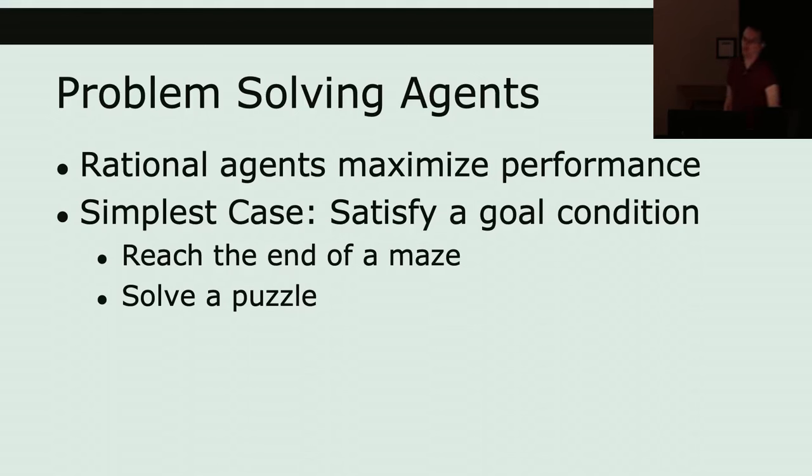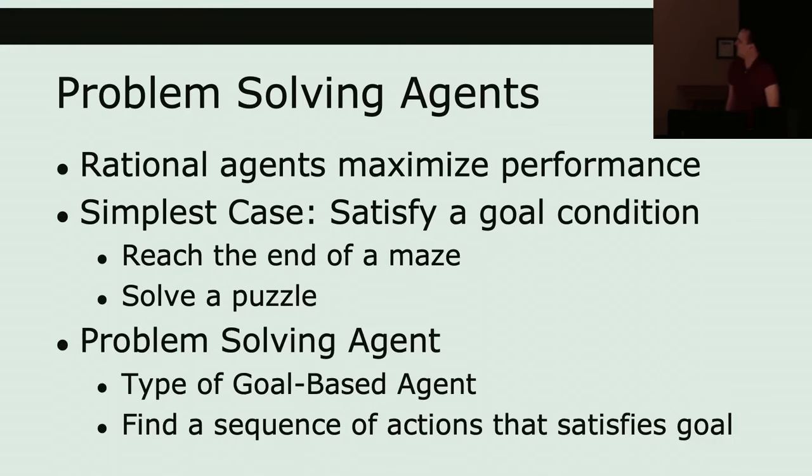So for example, can we solve a Sudoku puzzle? Can we solve a crossword puzzle? Or can we reach the end of a maze? A problem-solving agent is a type of goal-based agent, and the output of this agent is going to be to find a sequence of actions that satisfies the goal. So the simplest type of problem is a simple, can we satisfy this goal?